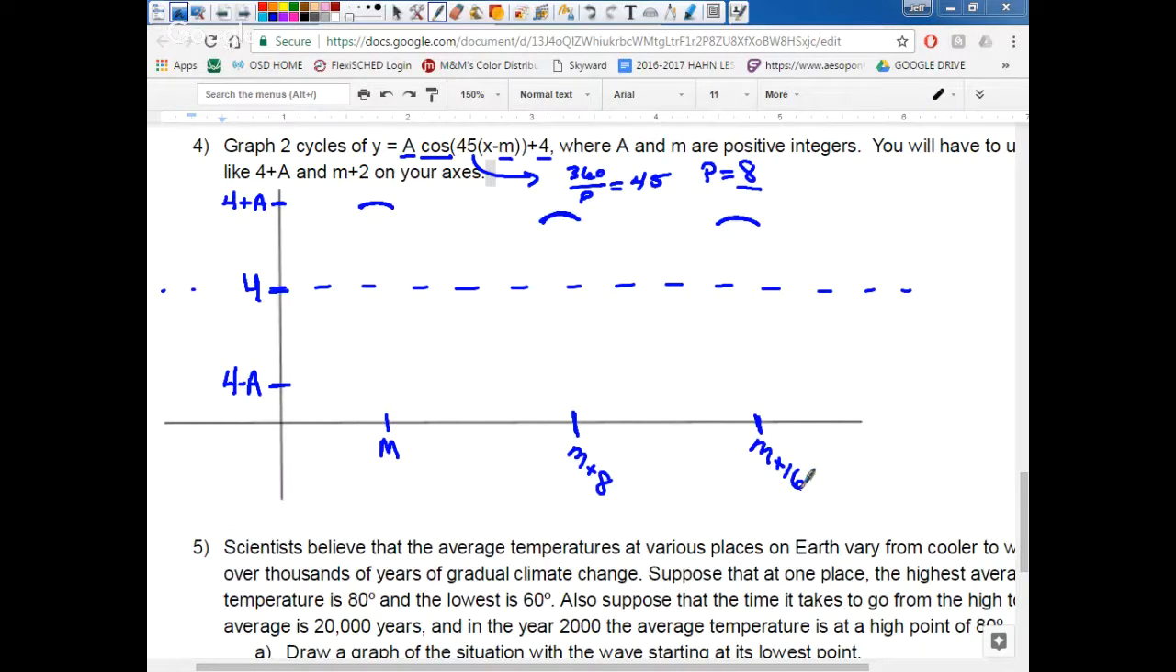Now we've got to get the rest of our points set up. All right, so let's see. Midway between here, I know I'm going to be at a midline. I'm going to use red again for my graph. So I know I'm going to be there. Between here, I'm going to be back at the midline right there.